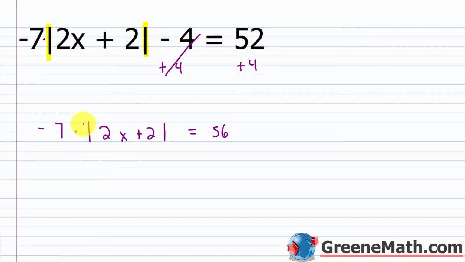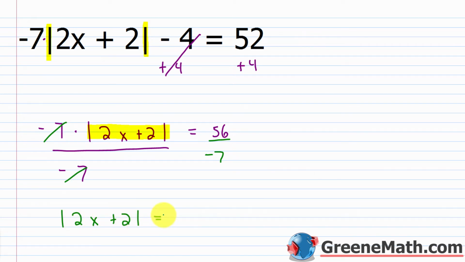Now, if I'm isolating this, and this is being multiplied by that, well, I want to divide both sides by this, so I can get rid of it. So this would cancel with this, and over here, 56 divided by -7 is -8. So I now have the absolute value of 2x plus 2 is equal to -8. Is there a problem? Yes, there is.